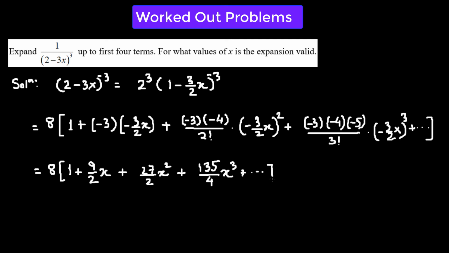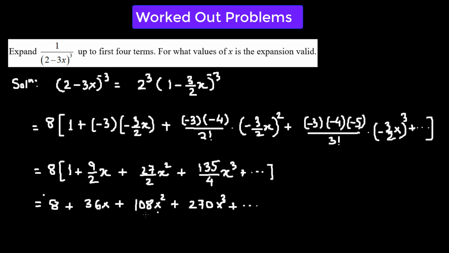So we have all the terms. Now we can even go ahead and multiply the 8, so let's do that. So that would be 8 times 1 is 8, 8 times 9 over 2 is 36x, plus 108 x squared, plus 270 x cubed.